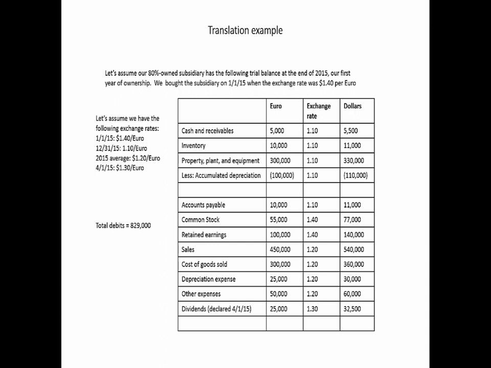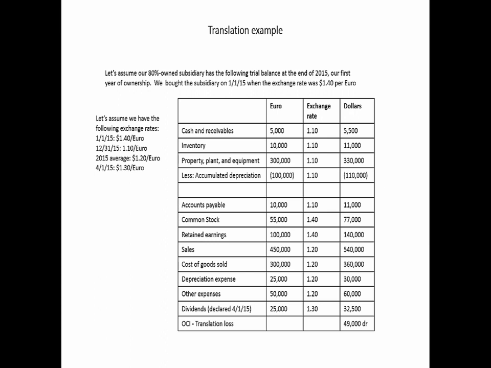So we add up all of the debits, the assets, the expenses, and the dividends, and we have $829,000 in debits. We add up all the credits, the accumulated depreciation, the liabilities, the equity, and the sales revenue, get $878,000. And so again, our trial balance is out of balance. To make this thing balance, we need a $49,000 debit. That will be our translation loss.